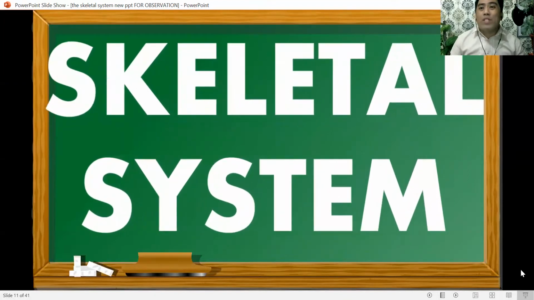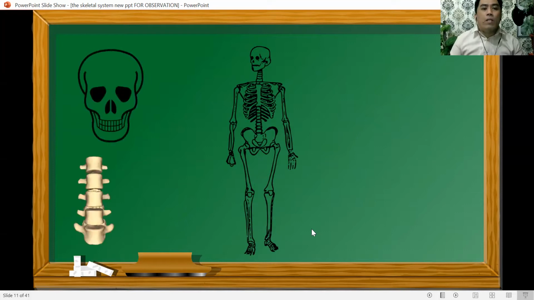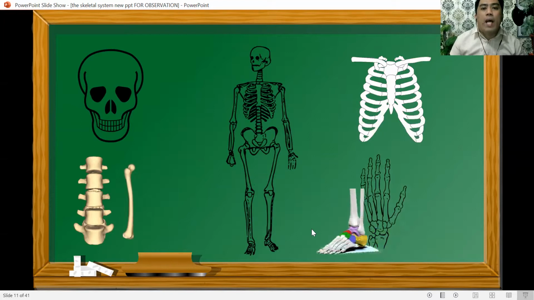Ano nga ba yung skeletal system? Ano ang bumubuo sa skeletal system? What are the functions? And what are the different parts of the skeletal system? Okay, so look at the diagram. So this is what we call the skeletal system. So these are some of the parts of the skeletal system.